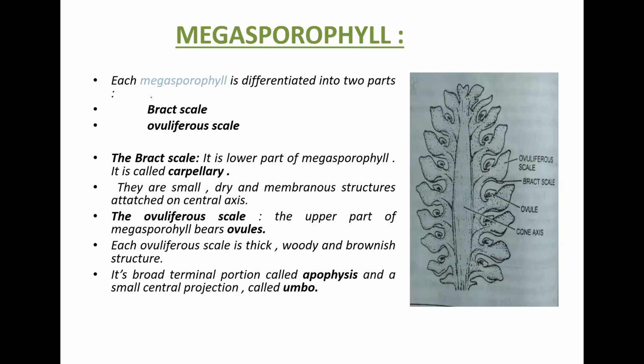ovuliferous scale and bract scale. You can see here, this is the bract scale. It is the lower part of the megasporophyll, and it is a very small, dry and membranous structure. Then this is the ovuliferous scale here. This ovuliferous scale is the upper part of the megasporophyll and it is going to develop the ovules. And how are these ovuliferous scales? They are very thick, woody and brownish in color.